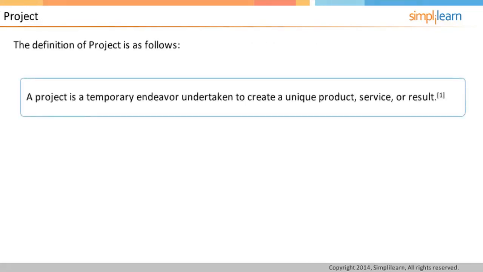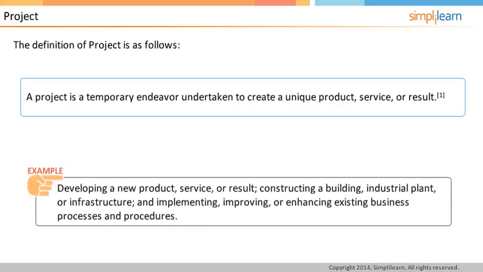A project is a temporary endeavor undertaken to create a unique product, service, or result. For example, developing a new product, service, or result, constructing a building, industrial plant, or infrastructure, and implementing, improving, or enhancing existing business processes and procedures. In the next screen, we will focus on the characteristics of a project.